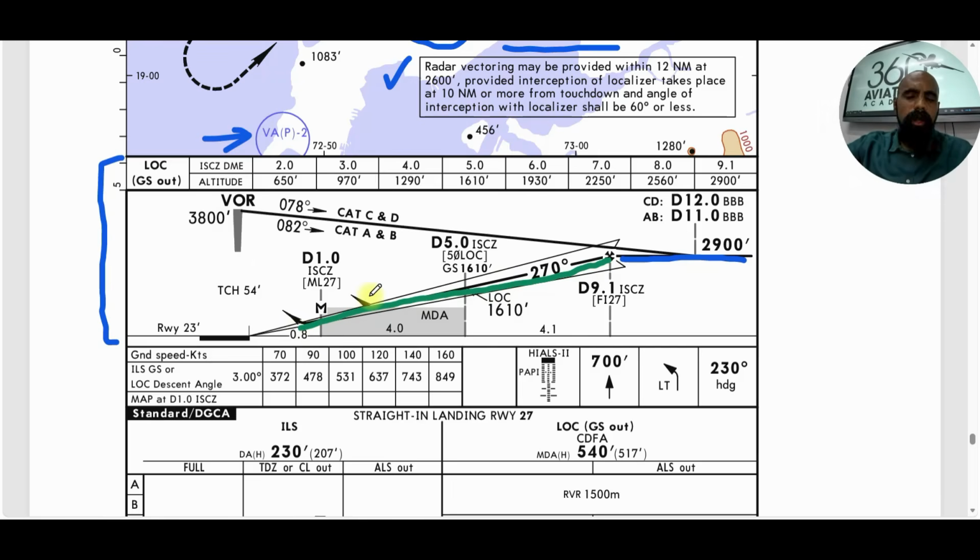So this is called your localizer only approach, where the localizer gives you lateral guidance, but the pilot manually is descending on a 3-degree descent angle, right? So they've given you DME height checks for typically every mile over here, so that you know you are on the correct profile. So for example, at 5 miles, you need to be at 1610 feet, and if you are, then you are on the correct profile. So typically this is mainly only done for a non-precision approach, or in this case a localizer only approach.